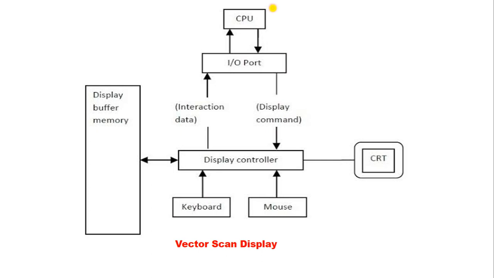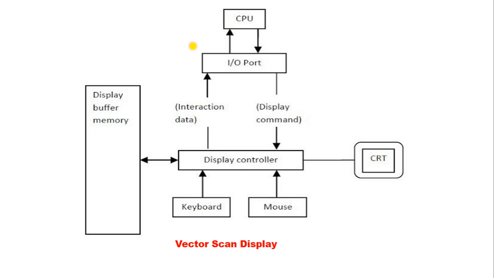In this diagram, CPU is the central processing unit. It is attached to the input output port. The input output port can be called the universal serial bus, USB in short form. The USB port means external connections to the CPU: an external hard disk, printer, scanner, mouse, keyboard, and so many things will be connected.